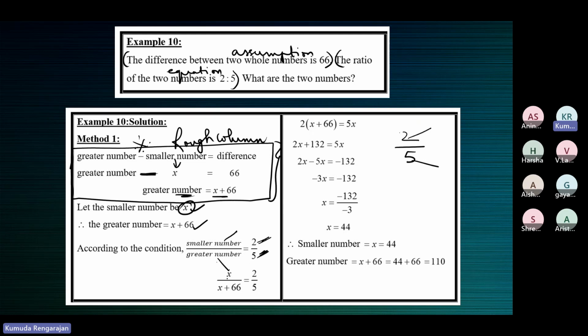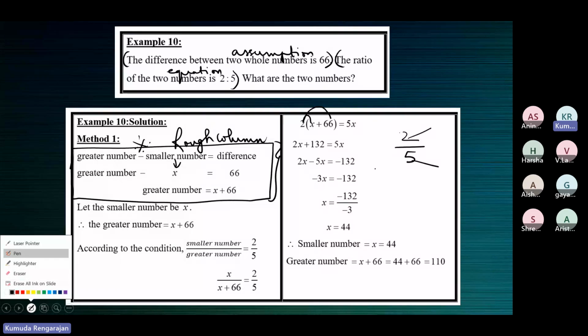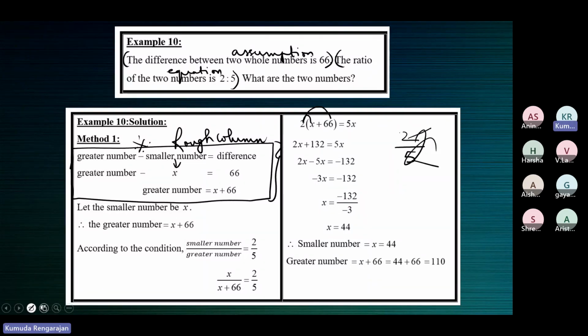The smaller number x divided by the greater number x plus 66 is equal to 2/5. Cross multiply. We have seen how cross multiplication works. So 5 into x is equal to 2 into x plus 66. So 2 into x is 2x plus 132 is equal to 5x. Transpose and all that. x is equal to 44. And then find the other number. The other number is x plus 66. Take down this working, children.